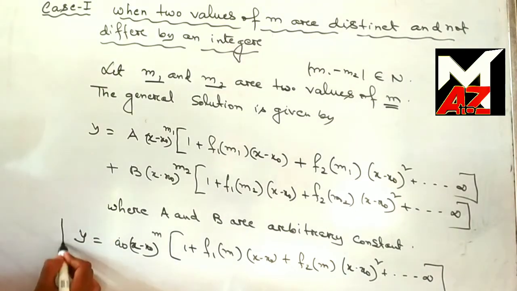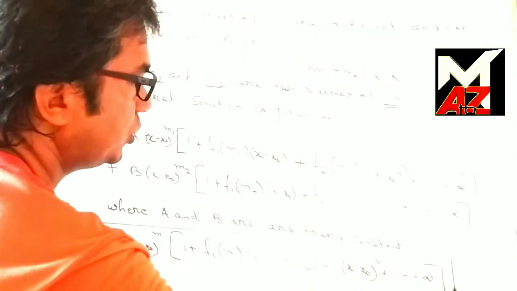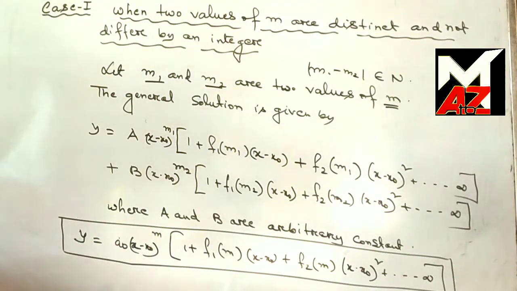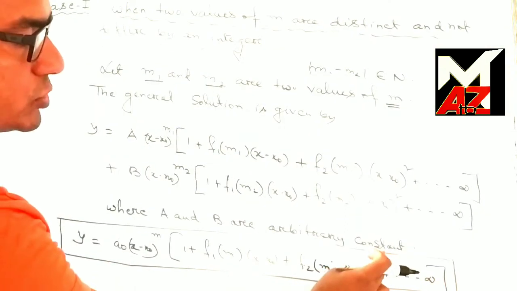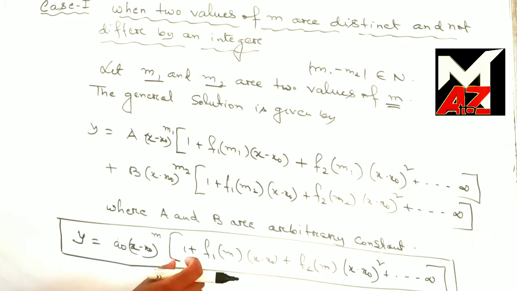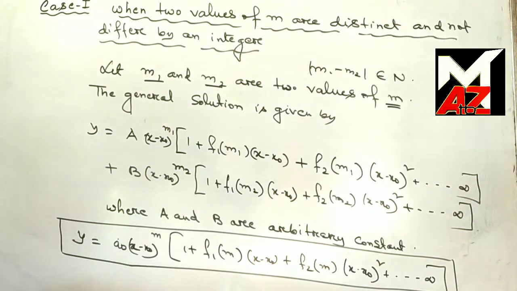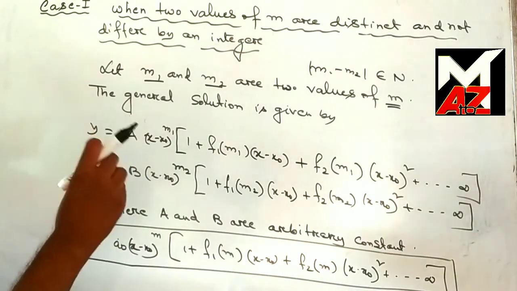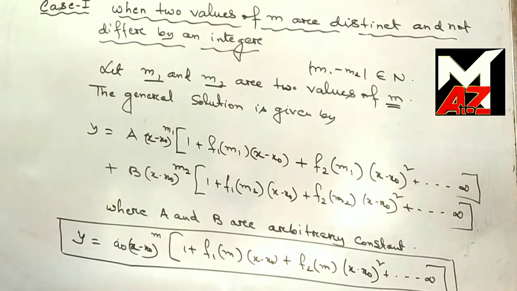We already see that the solution is of the form a0 into (x minus x0) to the power m, times 1 plus f1(m)(x minus x0) plus f2(m)(x minus x0) whole squared, and so on to infinity. Here we put m equal to m1, and we get one independent solution of the given differential equation. Also we put m equal to m2, and we get the second, another independent solution of the given differential equation.